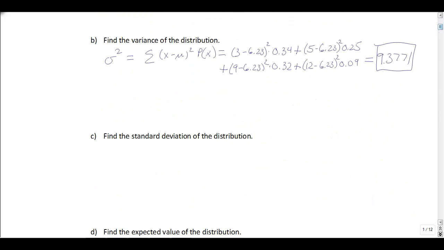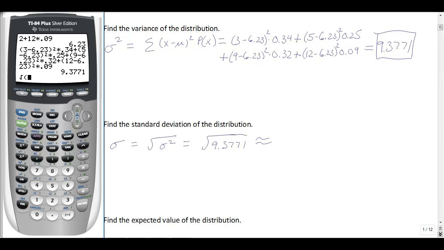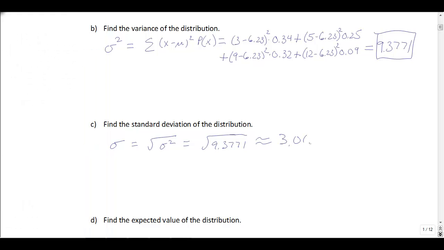Next one, standard deviation. This is always the case: standard deviation, that's sigma, is the square root of sigma squared. So instead of going through this big variance calculation again, I just take the square root of 9.3771, which I'm going to have to approximate. I'll hit second and then the answer here, which brings up 9.3771 because it's the last entry, or I could type it out myself. And I get something like 3.062. So there's my standard deviation.